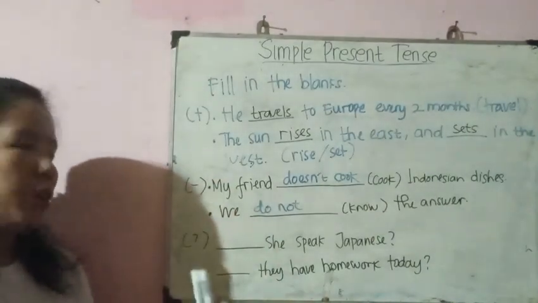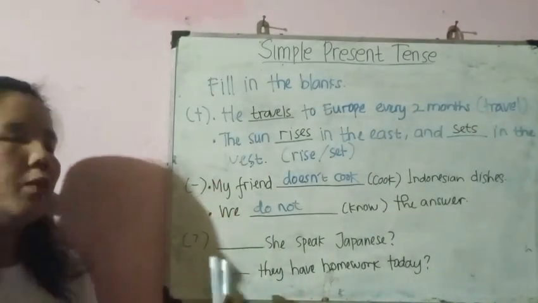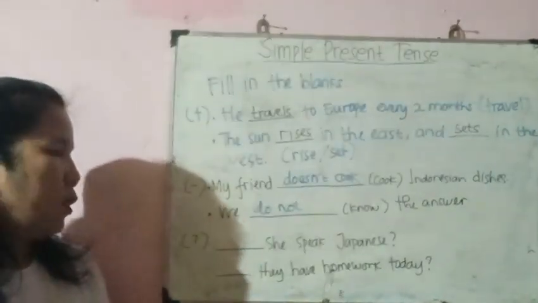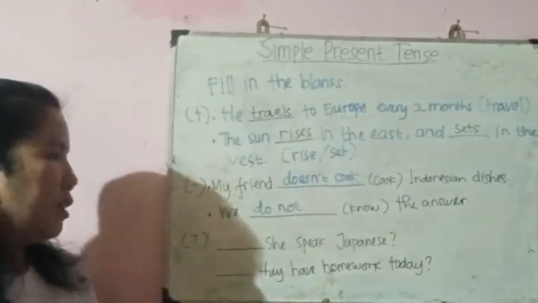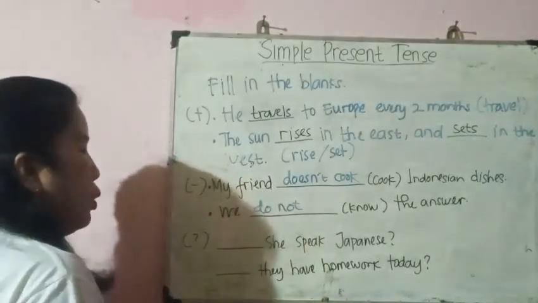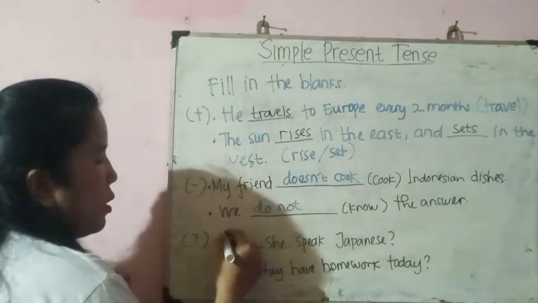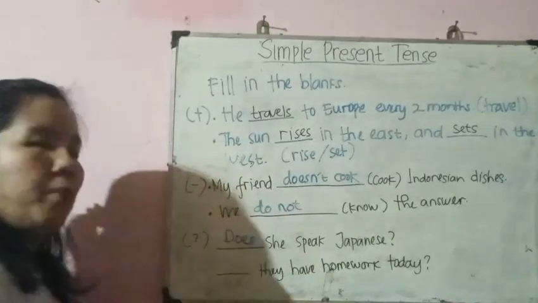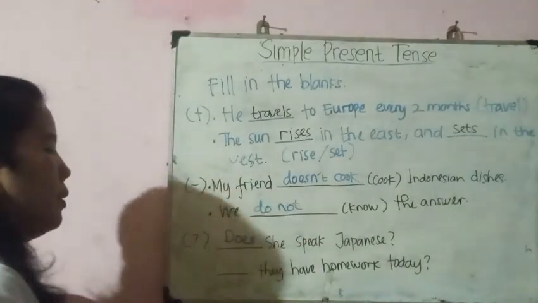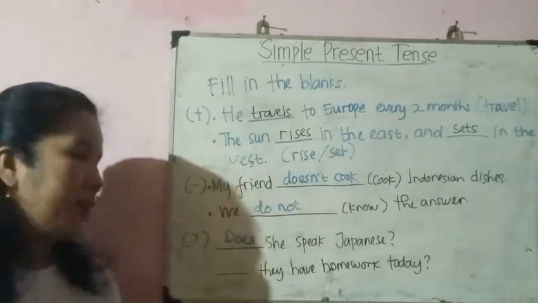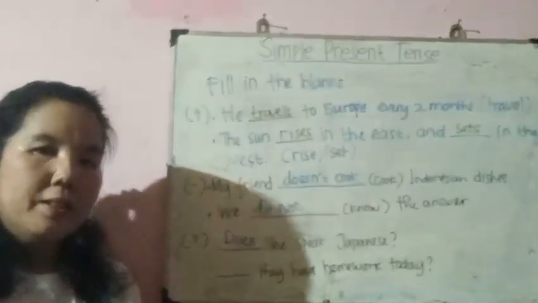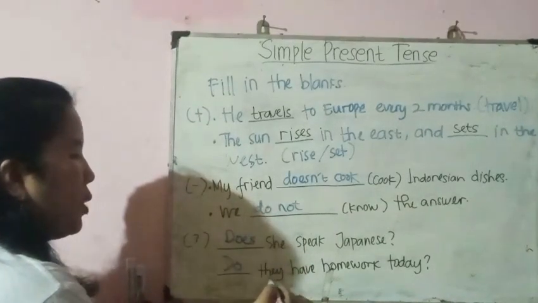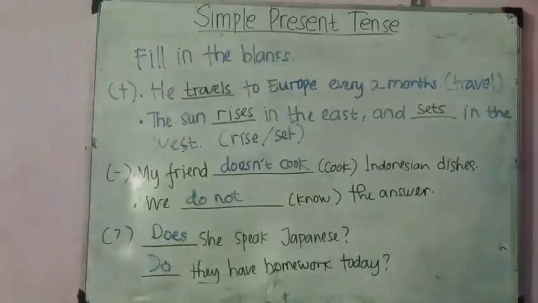in a question or interrogative sentence, start with do or does. She speaks Japanese. What do we put here? Because the subject is she, we put does. Does she speak Japanese? Next. They have homework today. What do we put here? We put the word do because the subject is they.